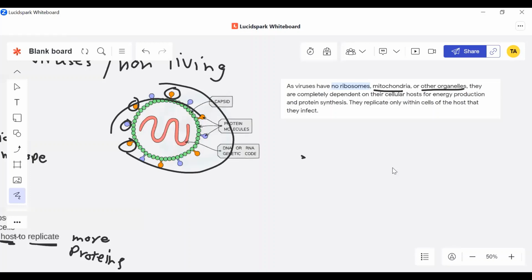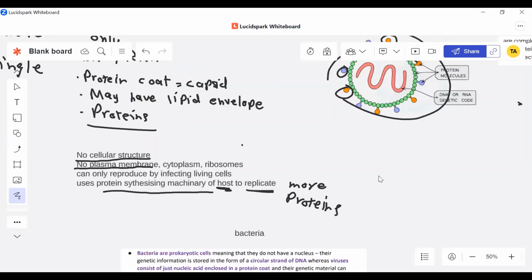They are completely dependent on the cellular host for energy production, as I said. They depend on the host for ribosomes for protein. Because they don't have ribosomes, they can't make proteins, and therefore they can't replicate themselves. They don't have ribosomes, cytoplasm, mitochondria, all these organelles. They will use the protein synthesizing machinery of the host. Why? This is a fancy name for ribosomes, because they don't have ribosomes.